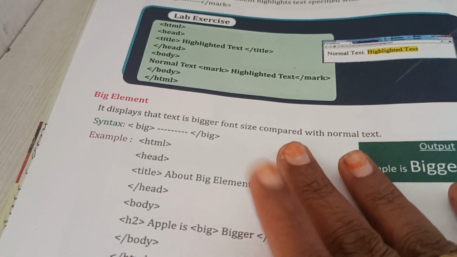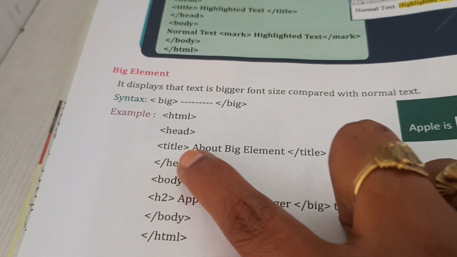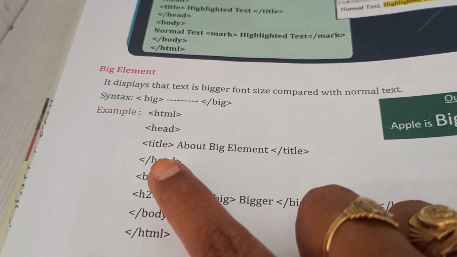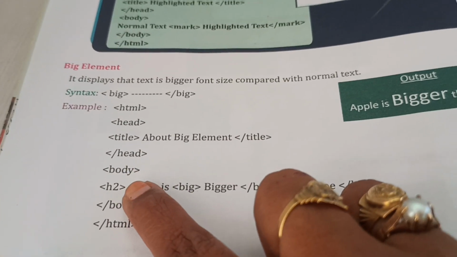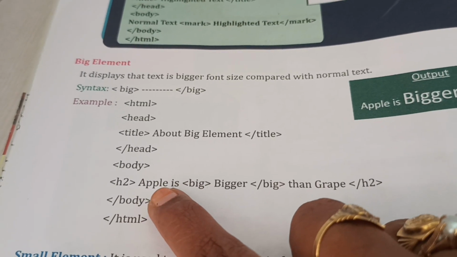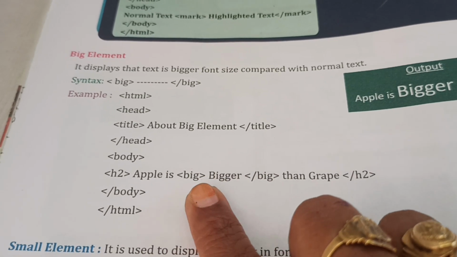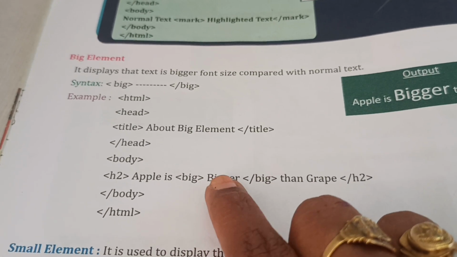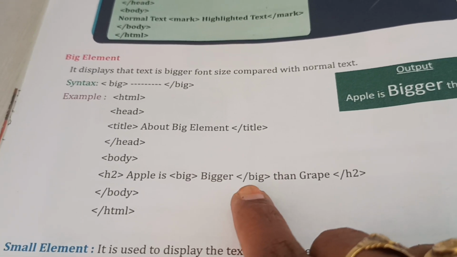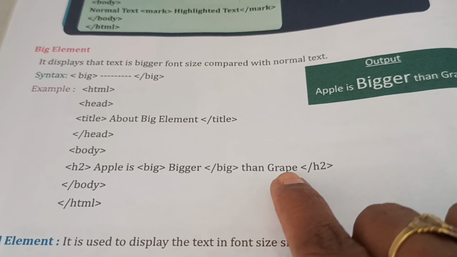First, observe the program. HTML, head, title: about big element. What is the topic that I am writing in the title? Next, heading, close, body. Heading: "Apple is" is the normal heading, normal text. Big opening bracket. Which word is bigger? The word "bigger" is in big. Remaining all are normal text. So "than grape".